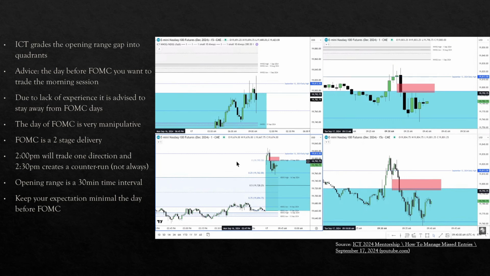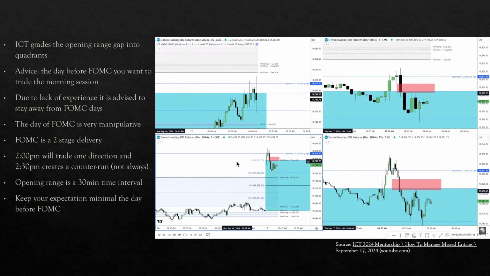Due to the lack of experience, of course, it is advised to stay away completely from the FOMC days, because it's very, very manipulative. Usually it's like NFP and CPI, where we have a 2-stage delivery, and at 2 p.m. we will trade in one direction, so the first news release, and then at the press conference, 2:30 p.m., we will create a counter run. Usually, not always, but this is the whole process of this 2-stage delivery, so we kind of get a reversal of the initial move.